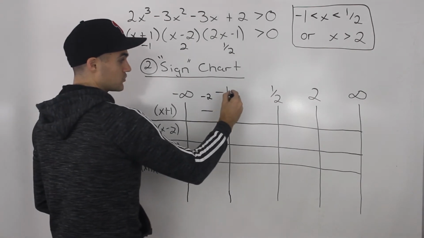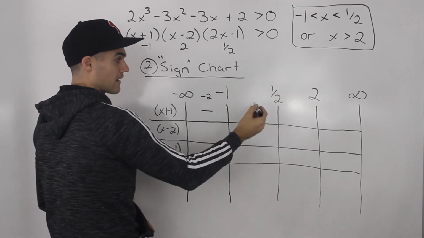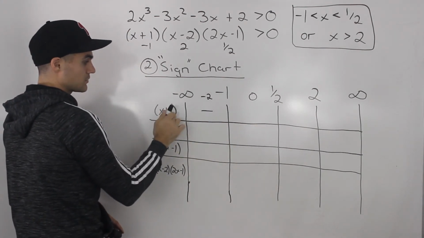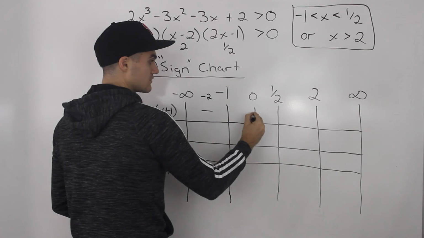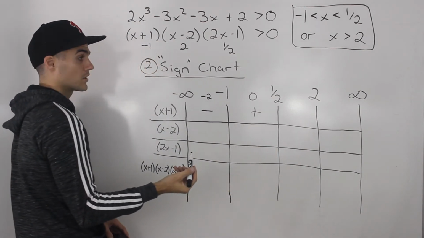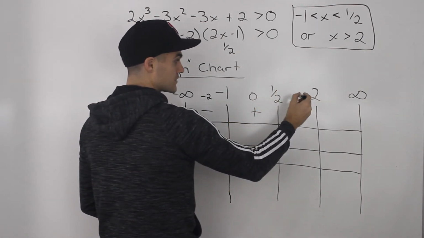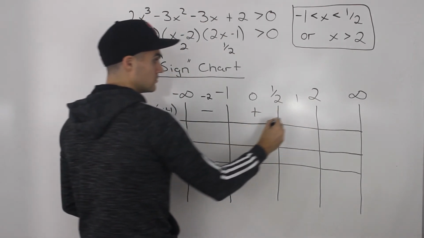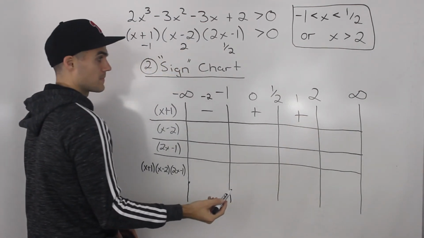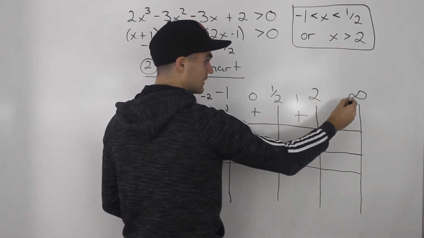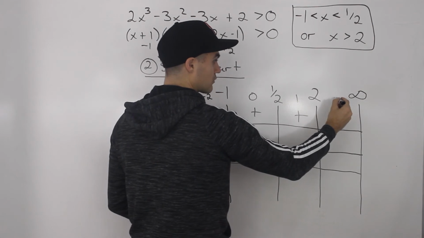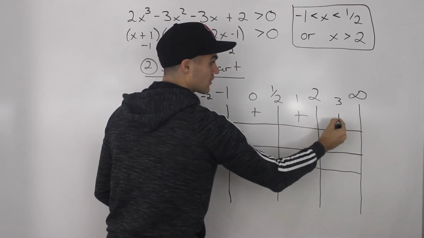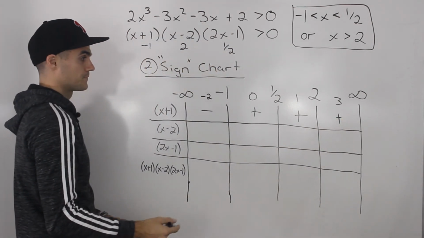Now let's pick a number between -1 and positive 1/2. An easy one to work with is 0. If I plug in 0 here, 0 plus 1 is positive 1, so that would just give us a positive number. A number between 1/2 and 2, 1. If I plug in 1 here, 1 plus 1, that gives us 2. That's a positive. And then between 2 and infinity, let's say a number like 3. If I plug in 3 here, 3 plus 1 is 4. That's another positive number, right?